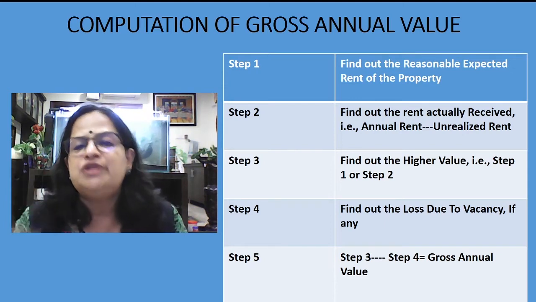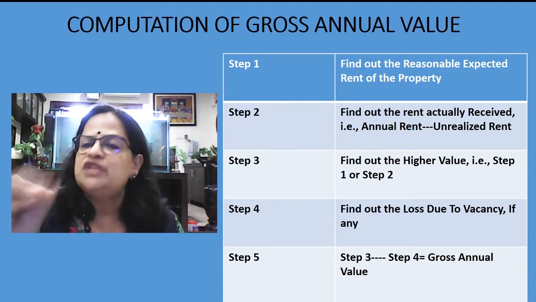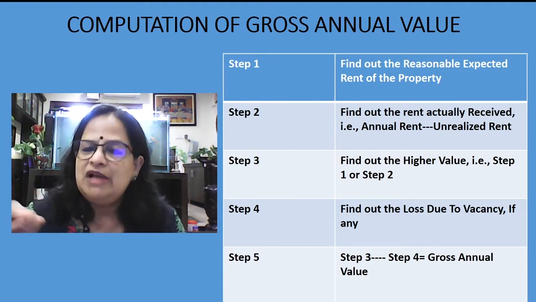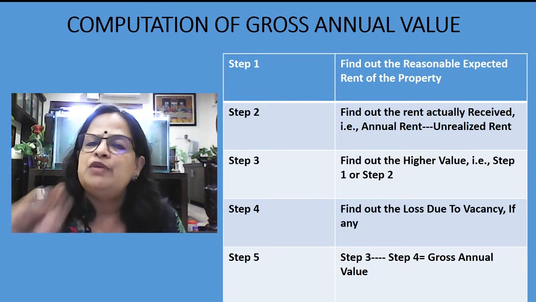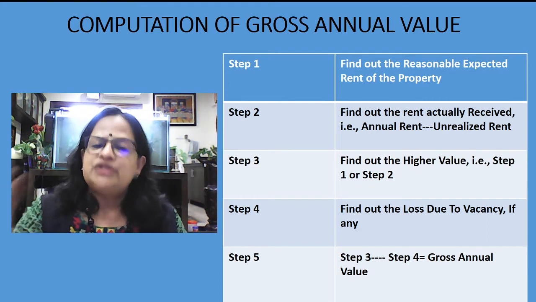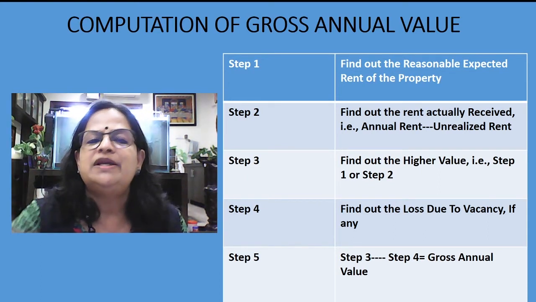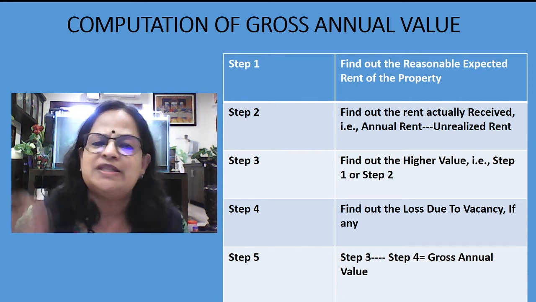but he is not able to make the payment. It can be any reason. So unrealized rent is tenant is still in the house, but he is not paying the rent. So if that value is there in the question, from the annual rental value, you have to reduce unrealized rent. Now step 3 is compare step 1 value and step 2 value, whichever the higher value we are taking. So we will get step 3 value.